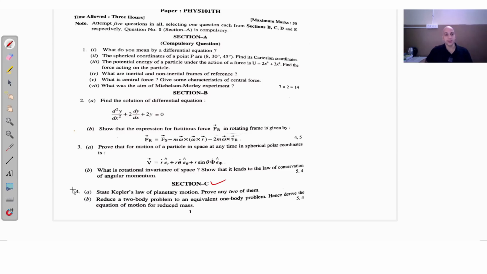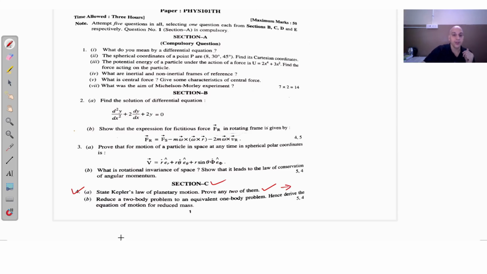In section C, question number 4 is: state Kepler's law of planetary motion, prove any two of them. Right. So this question is basically from the chapter gravitational force and inverse square law of force. And this is the most important question that is usually asked in the exam. So first of all, I'll solve this question. The question is to state Kepler's law of planetary motion, and then I will come to the proof of any two of them.